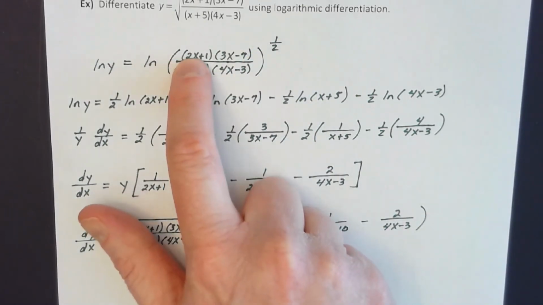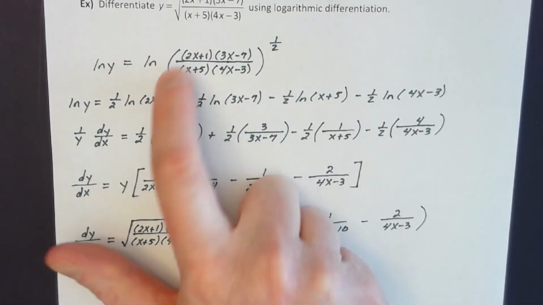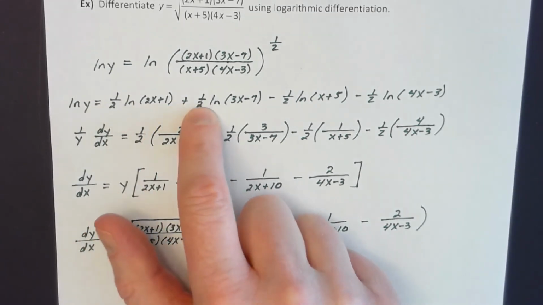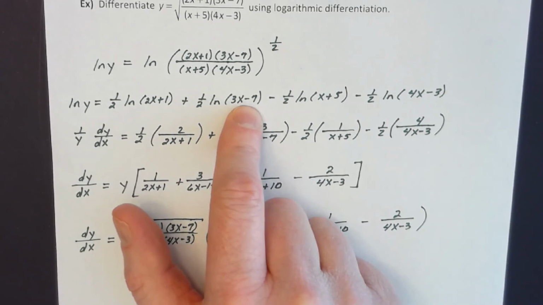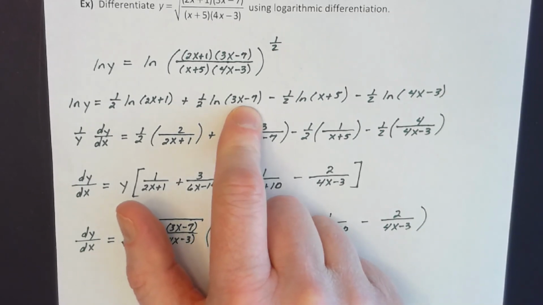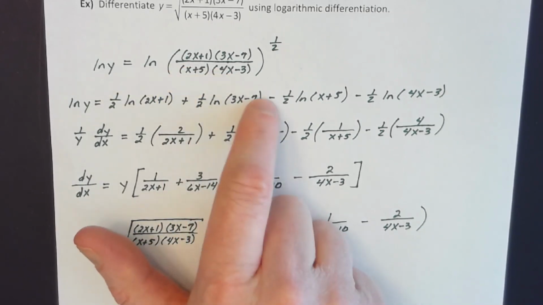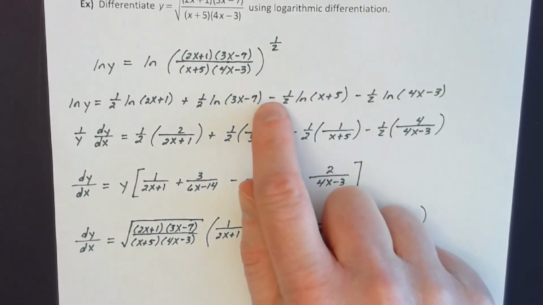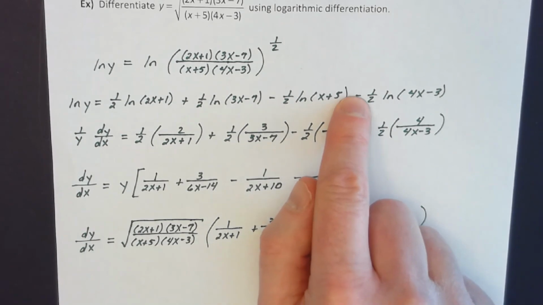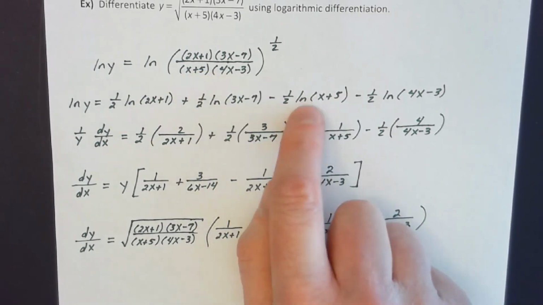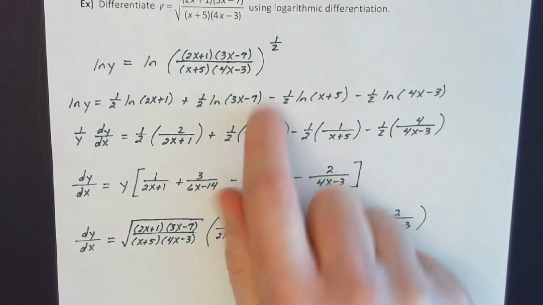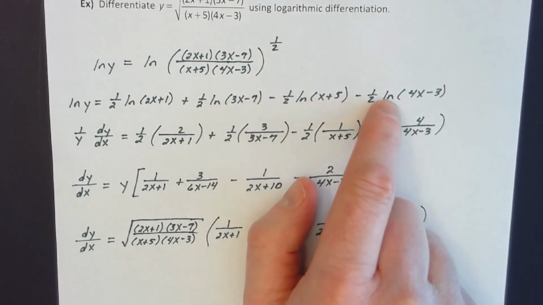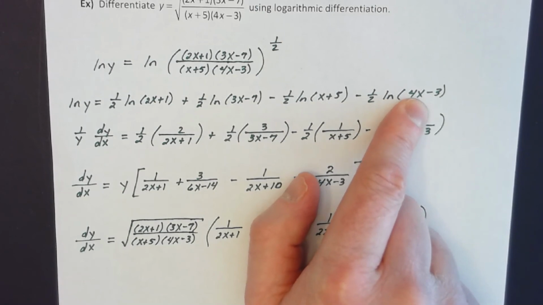So now the first one is going to become 1/2 the natural log of 2x plus 1 plus 1/2 the natural log of 3x minus 7. The next two terms, well, they're both subtracted. Please remember, anything being divided, whenever you separate it, is being subtracted. So anything in the denominator, you're going to subtract those logs. So I say minus 1/2 natural log of x plus 5 minus 1/2 natural log of 4x minus 3.